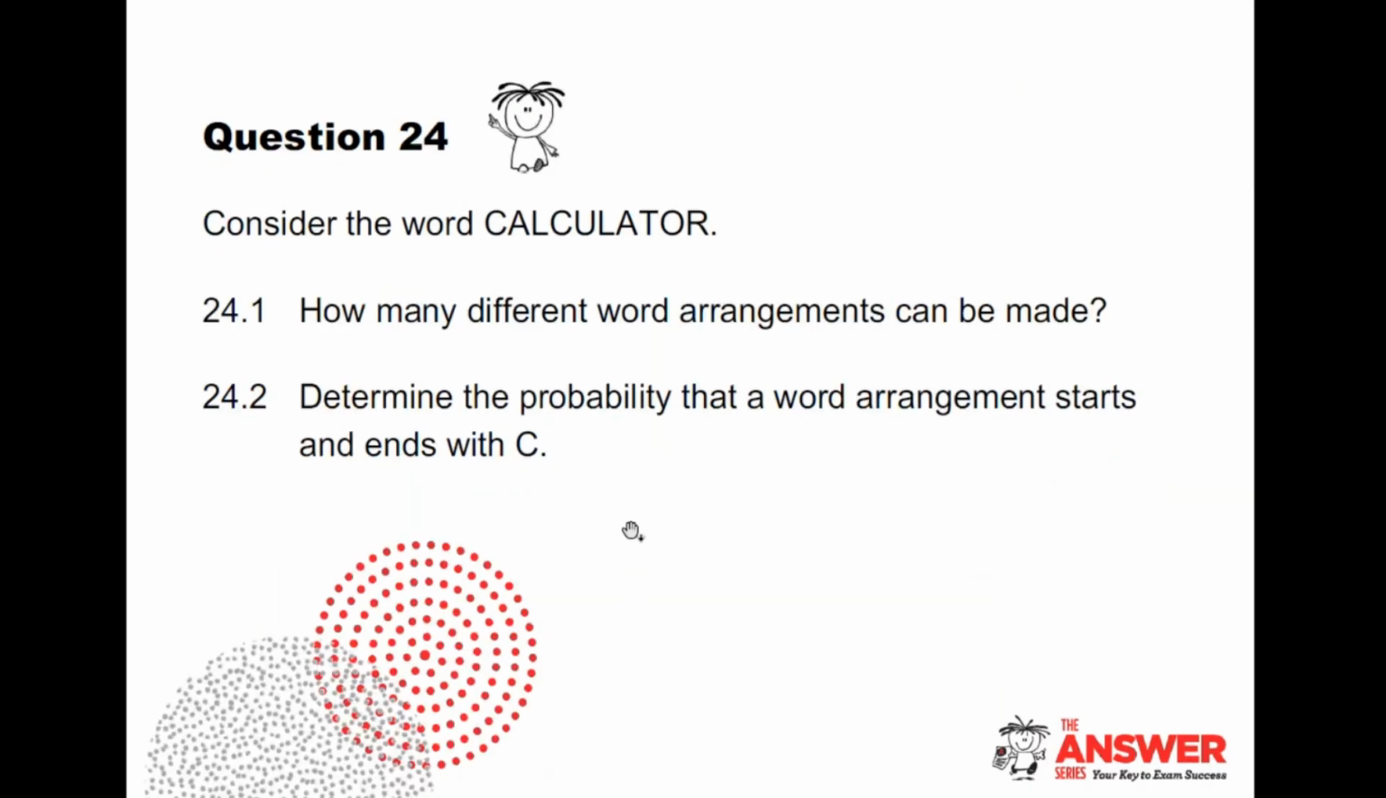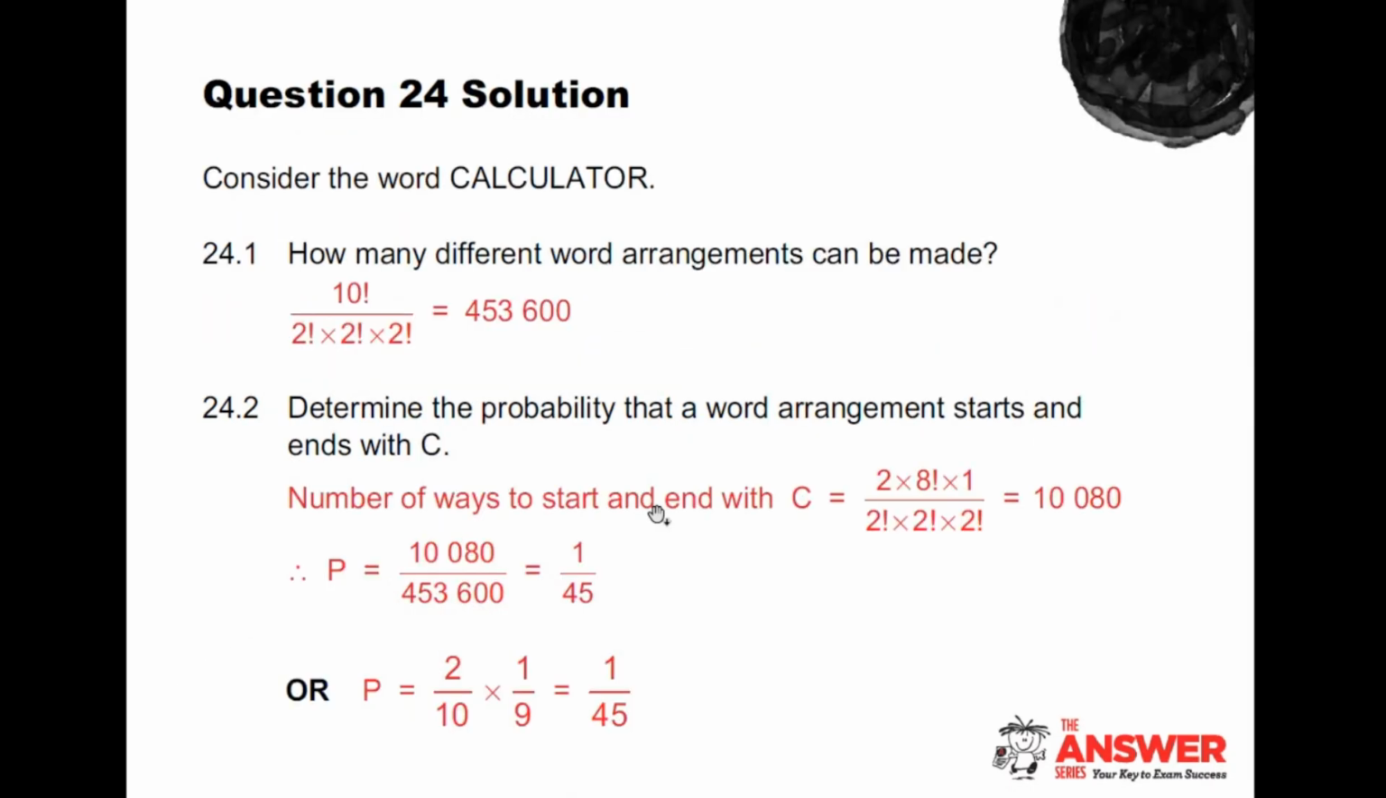Number 24, calculator. Again, I've got repeated letters. How many different word arrangements can be made? Determine the probability that a word arrangement starts and ends with a C. Okay, 10 letters, 10 factorial. I've got 2 C's, I divide by 2 factorial. I've got 2 A's, I divide by 2 factorial. I've got 2 L's, I divide by 2 factorial.